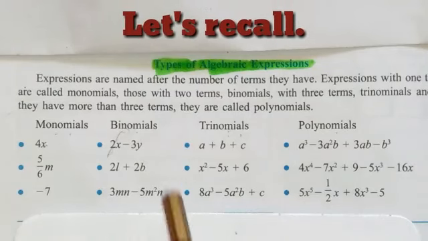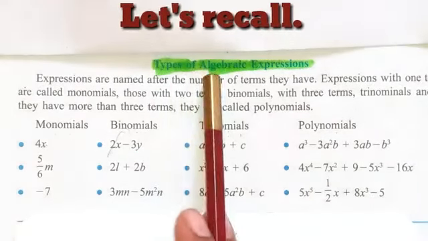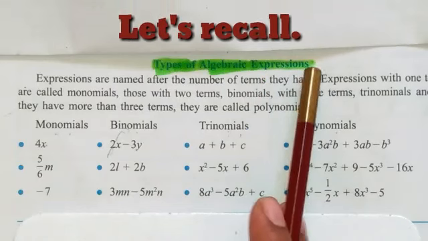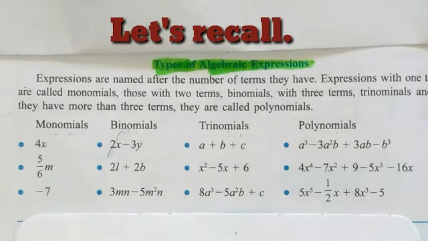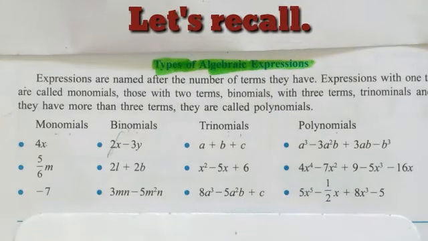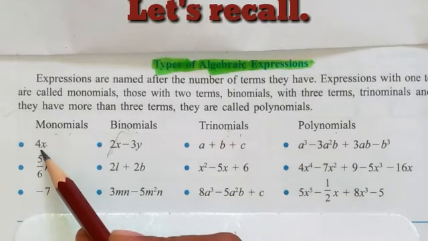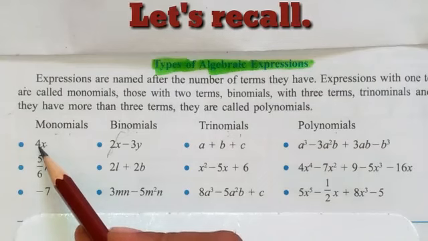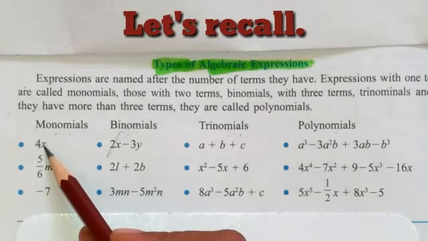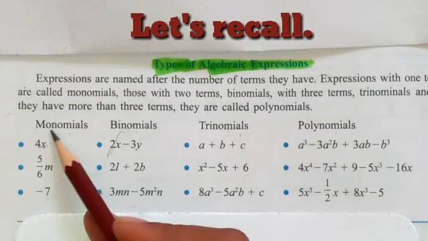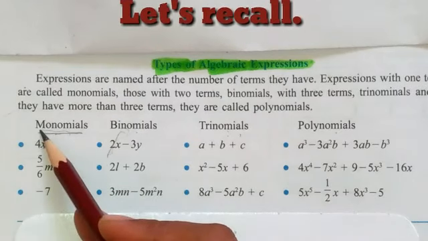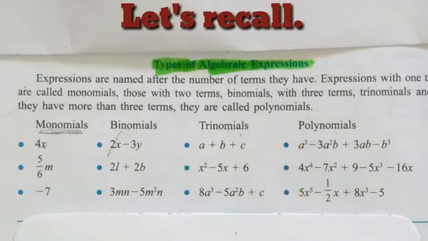Students, you are also aware of the most important concept, that is the types of algebraic expression. Expressions are named after the number of terms they have. Expressions with one term. Suppose this is one of the terms which is having only one variable. It means one coefficient along with the variable. So this is called a monomial. Monomial means there is only one term.